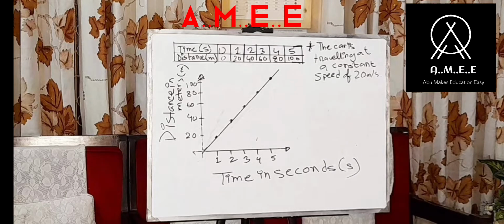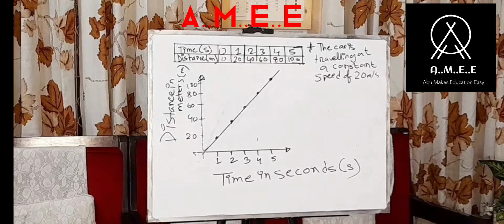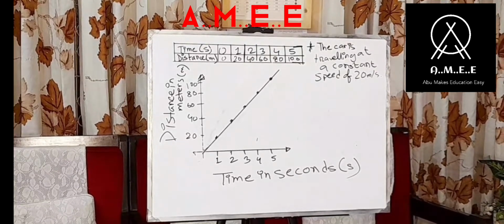The x-axis is time and the y-axis is distance. So you have to label the axes like this: time in seconds, distance in meters. 1 is equal to 20, 2 is equal to 40, 3 is equal to 60, 4 is equal to 80, and 5 is equal to 100.